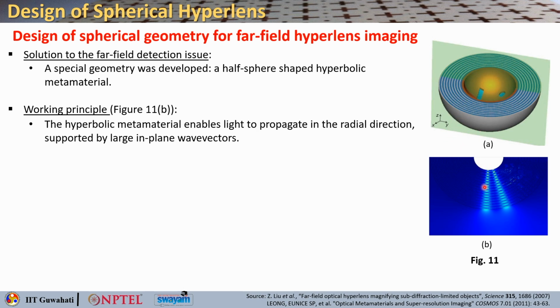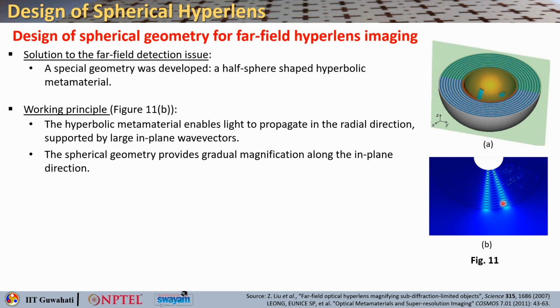So, this hyperbolic metamaterial will basically enable the light propagation along the radial direction, which is supported by large in-plane wave vectors. These are below the diffraction limit, but as they propagate, they basically get spread out. So, you can now get this information above the diffraction limit, which can now couple to the far field, and you can get that imaging done.